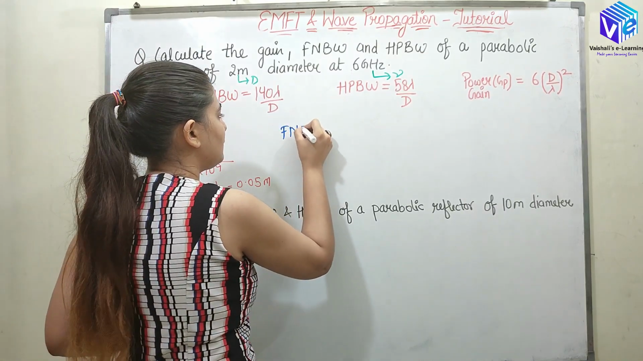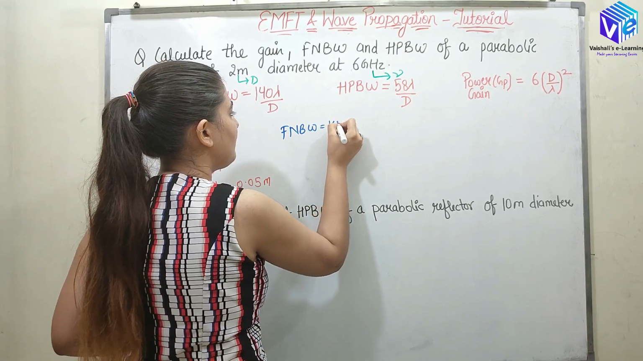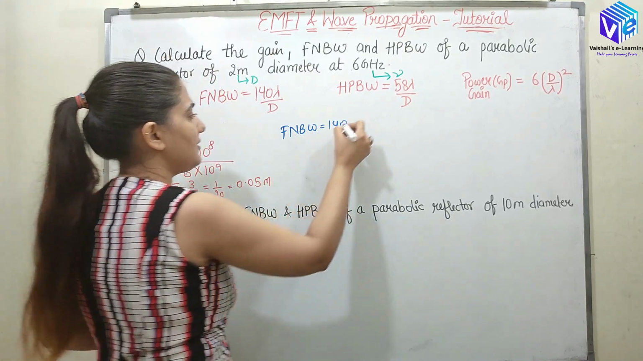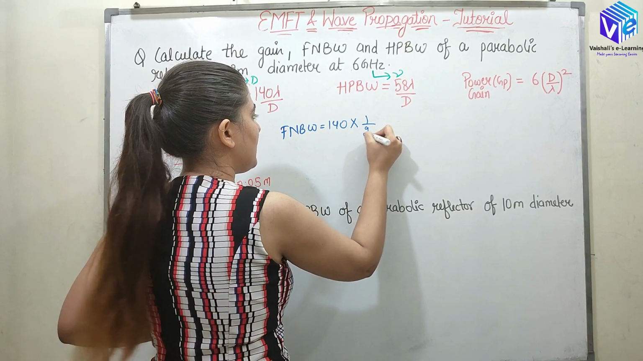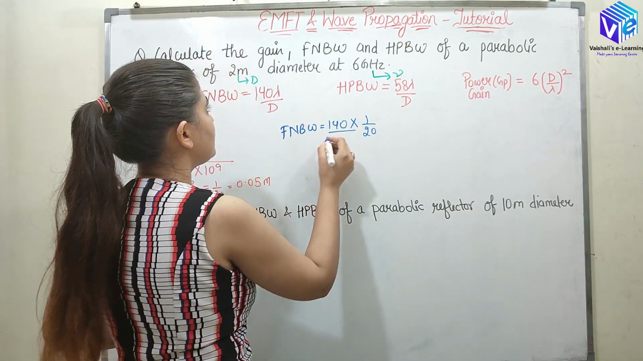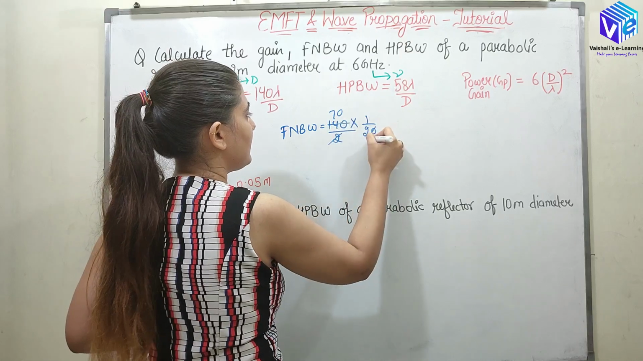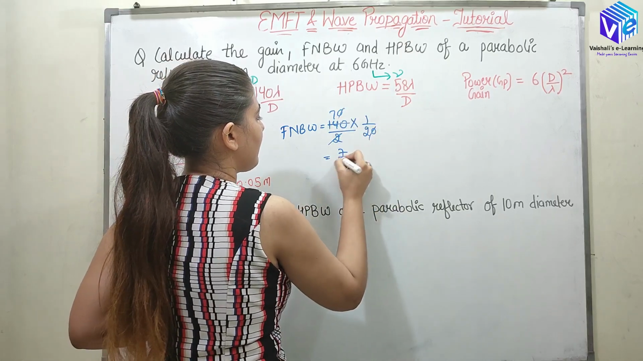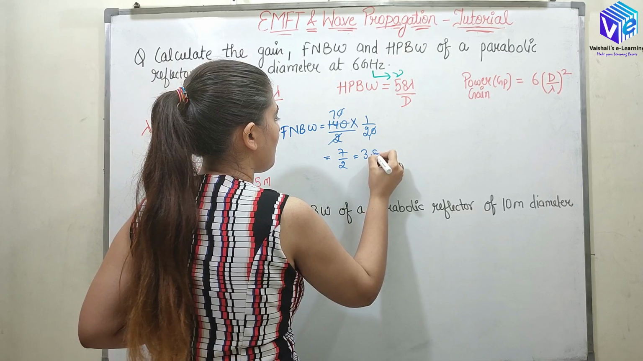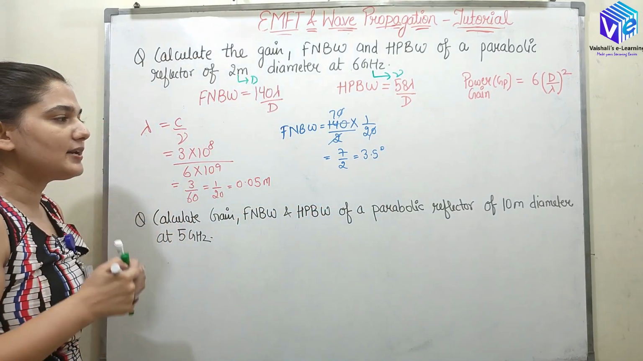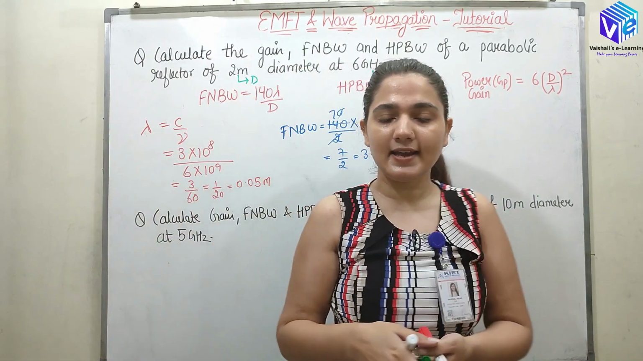So first null beam width will be equal to 140. Now what is lambda? It is 1 upon 20. And what is D? D is 2. So now here it will be going at 70. So we'll have 7 upon 2, which is 3.5 degrees. You can convert it into square degrees as well.